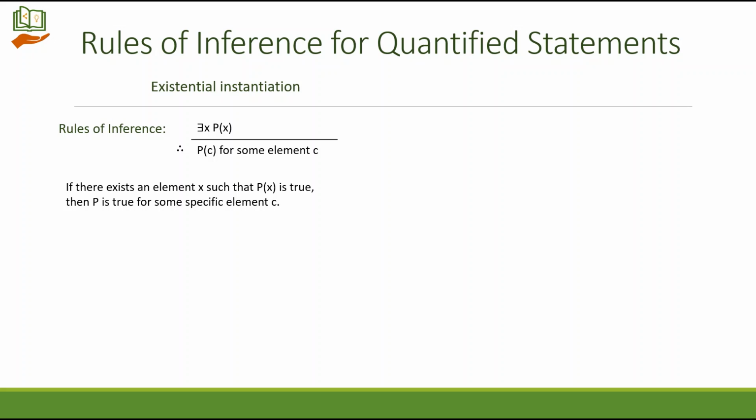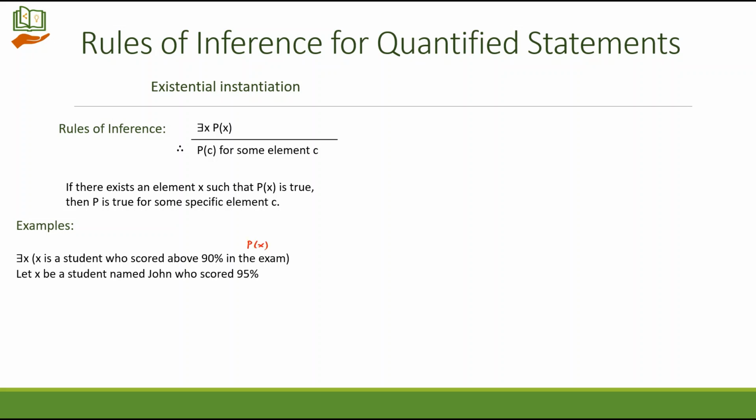So from this we conclude P of C is true for some element C. So let's see some examples. There is a student X who scored above 90% in the exam. This is actually the P of X part. Let X be a student named John who scored 95%. From this we can say there exists a student who scored above 90% in the exam. This is with respect to P of C we can say. The person John is the C value.